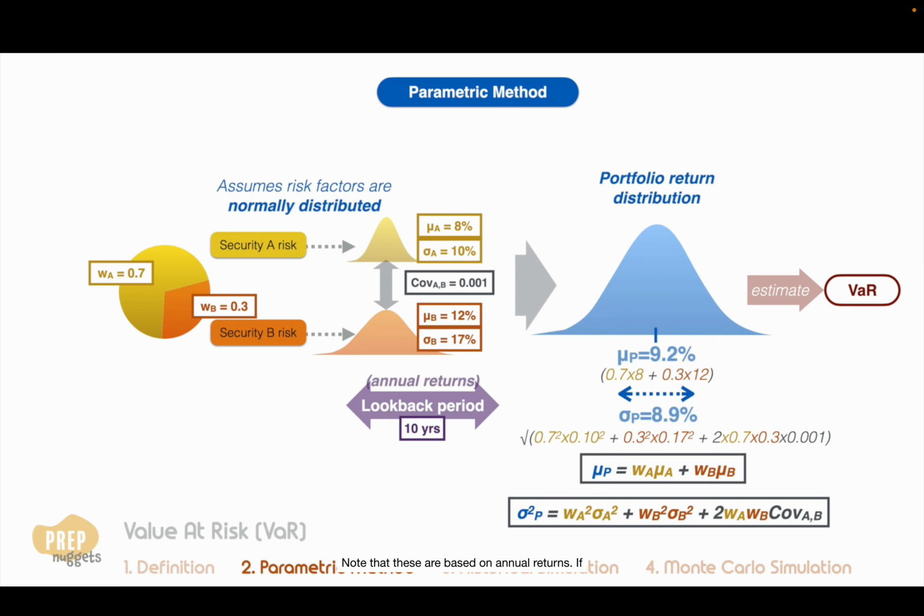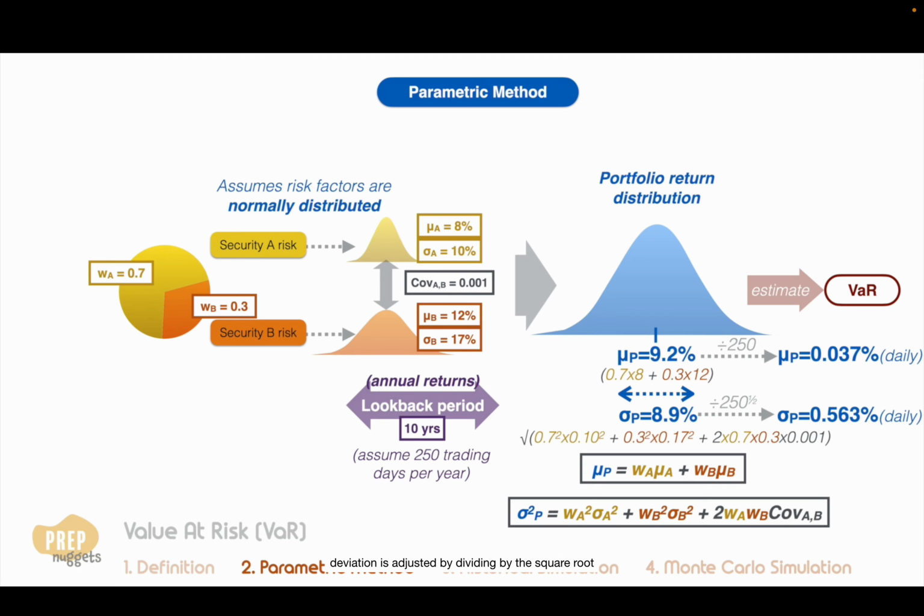Note that these are based on annual returns. If we want one-day VaR, we would adjust the figures to their daily counterparts. Based on an assumption of 250 trading days in a year, the expected return is adjusted by dividing by 250, and the standard deviation is adjusted by dividing by the square root of 250.